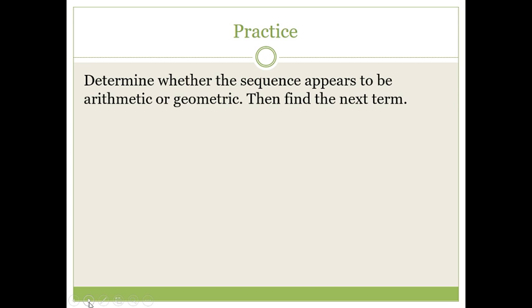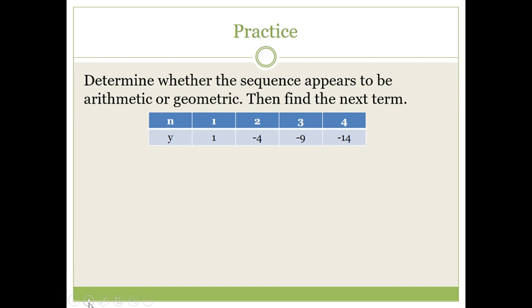So you decide, take a turn here and practice this sequence. Decide whether this sequence is arithmetic or geometric, then find the next term. Take a moment to pause the video and see if you can determine one, what type of sequence this is, and then two, what the next term is, in this case the fifth term.